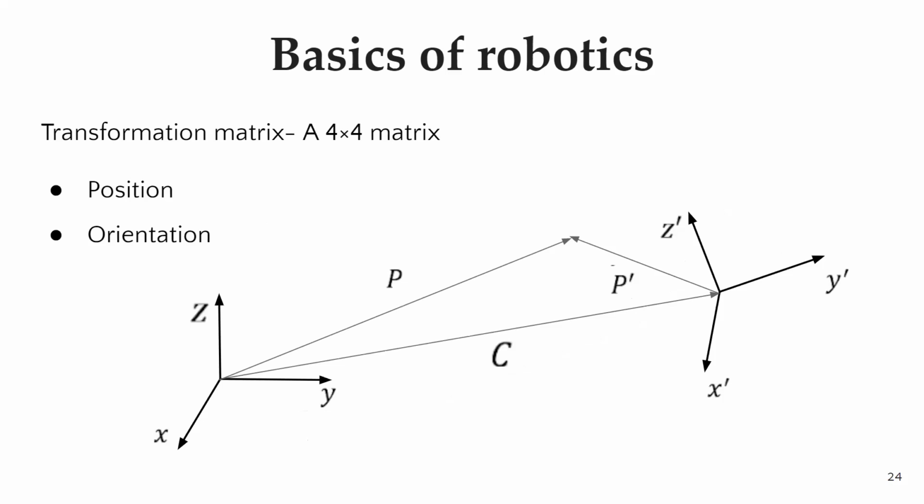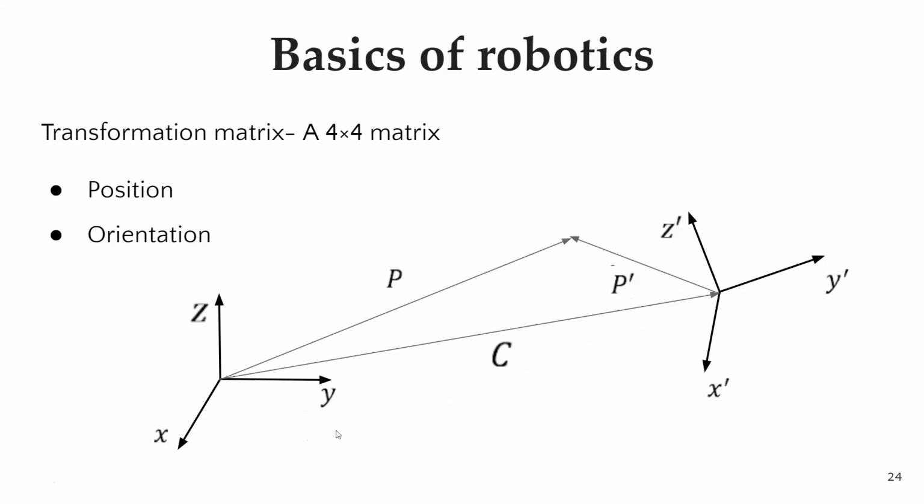So next is the transformation matrix. The transformation matrix is basically an operator in matrix form, which is used in mapping from one coordinate system to another. So it basically takes care of the position and orientation.